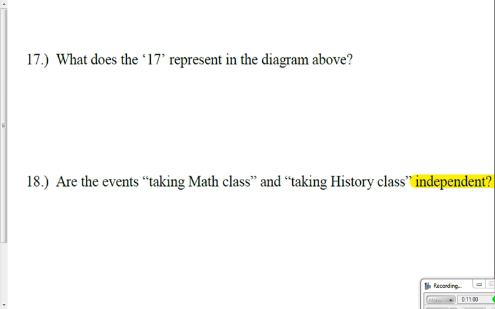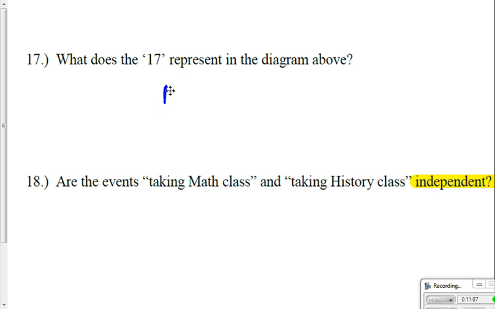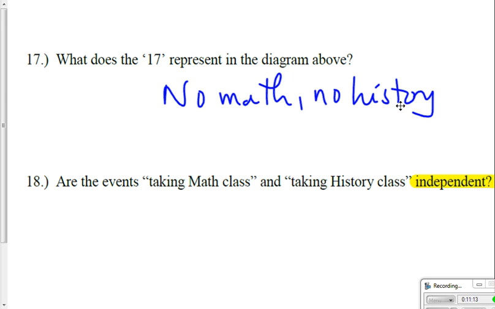All right, what does the 17 represent in the picture up above? This 17, I hope you know, are the people who take no math and no history. So 17 people take no math and no history, okay?